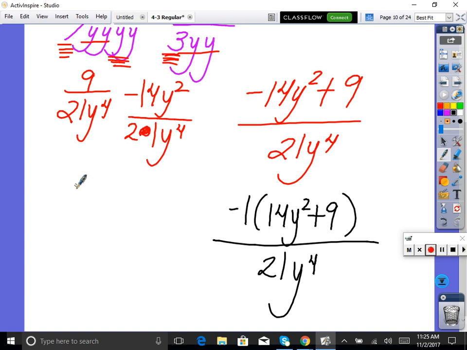And then if you multiplied out the quadratic, what multiplies to be 126 and adds up to be 0? Let's see, 14 times 9, no, 126. Nothing multiplies to be 126 and adds up to be 0. So we're done.